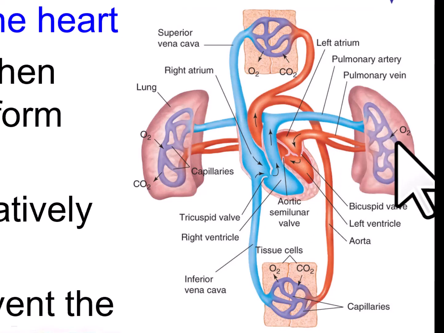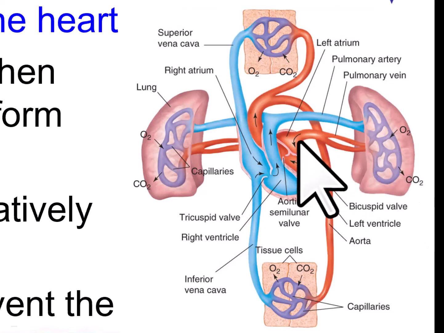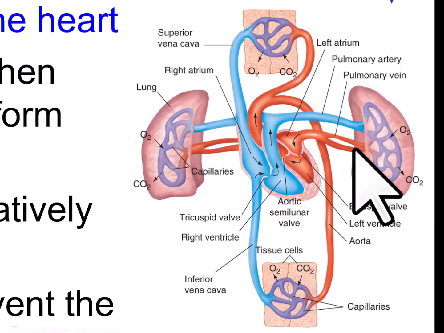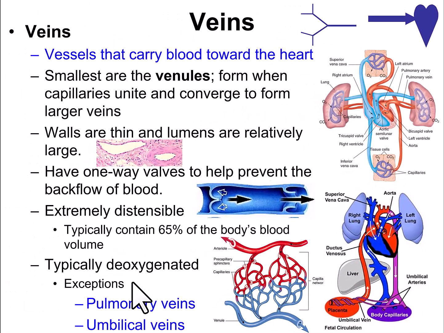Once it gets to the lungs and picks up oxygen and gives off CO2, this blood is going to come back to the left-hand side of the heart, and it's getting there via the pulmonary vein. Remember, veins carry blood towards the heart. Since this is carrying blood towards the heart, we call it a vein, but it's carrying oxygenated blood. Hence, not all veins carry deoxygenated blood.